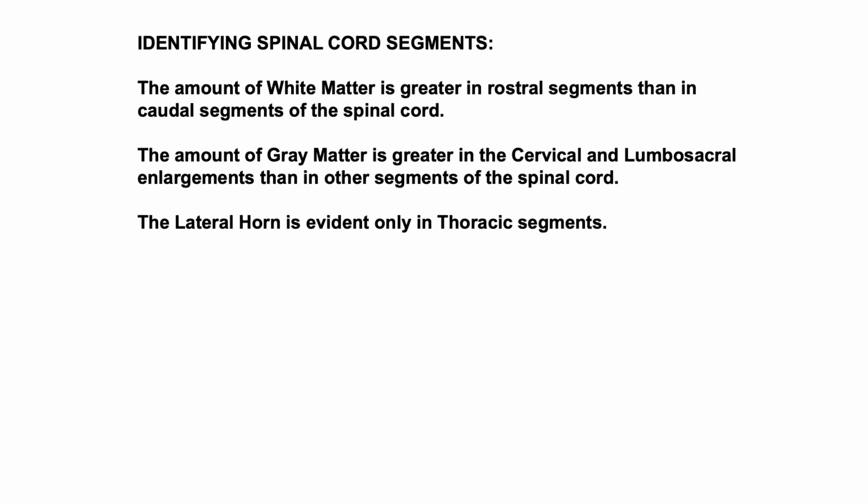How do you identify spinal cord segments at different levels? You use these key points. The amount of white matter is greater in the rostral segment, that is the upper segment, than in the caudal or lower segment of the spinal cord. And the amount of gray matter is greater in the cervical and lumbosacral enlargement than in other segments.